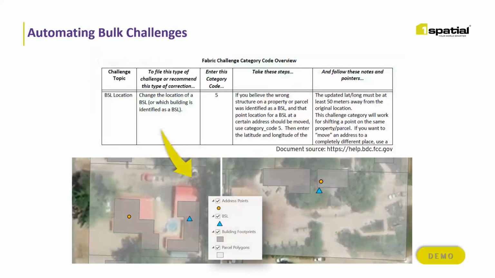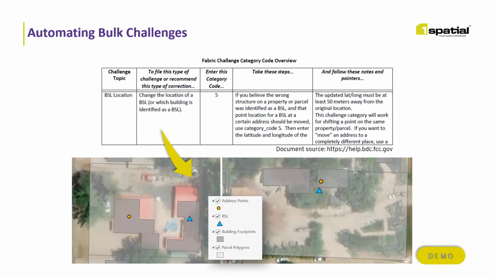So what I want to tackle now here is how we can turn some of these BSL challenges into configured rules, just like we did with the address points and the building footprints and the parcels. So in this example that you're seeing here, we're seeing a category code of 5, where it is a challenge type of BSL location that needs to be changed.